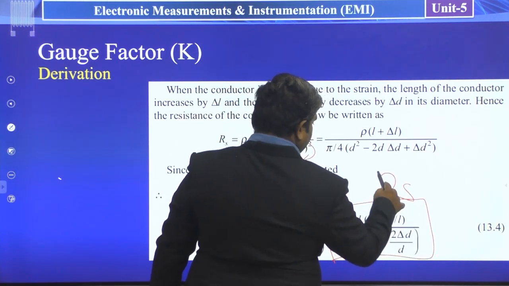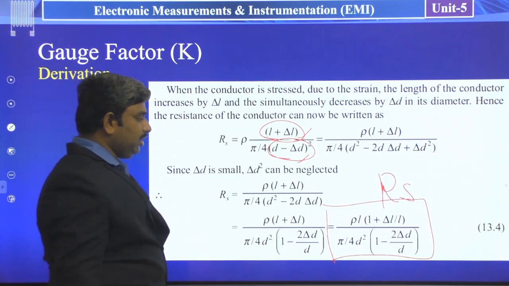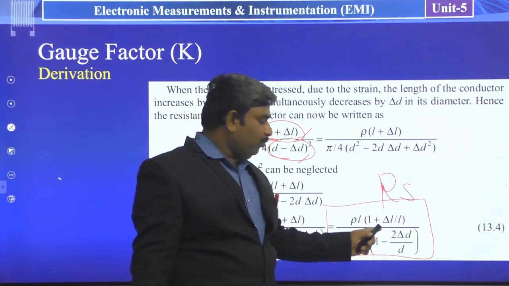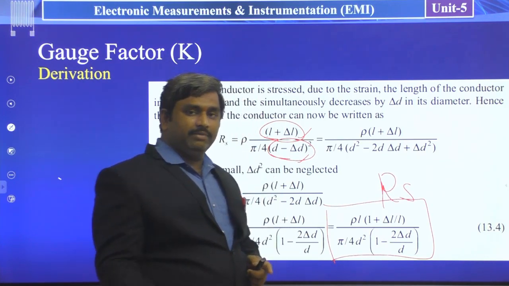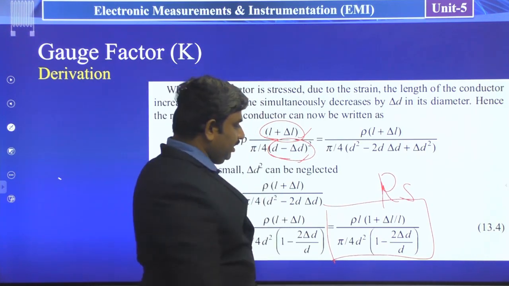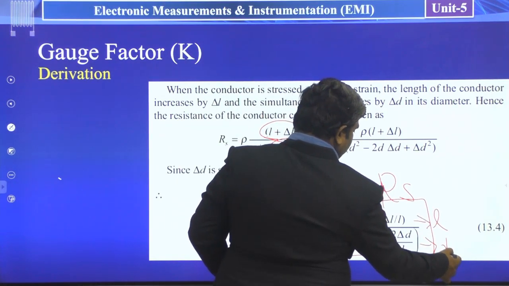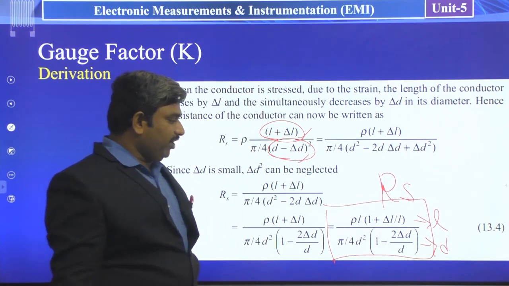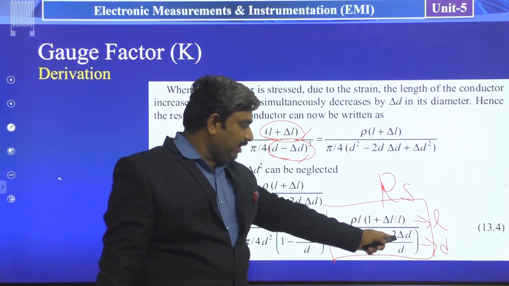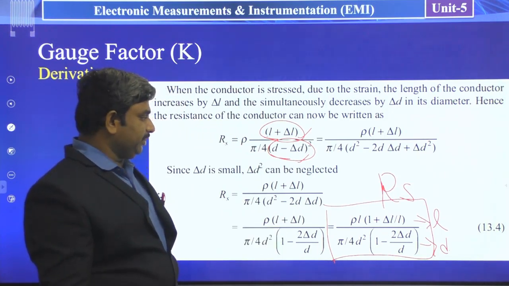This is the Rs representation: rho L into 1 plus del L by L. Here I am taking L common in the numerator, and in the denominator I have taken D common. Finally I will get del L by L and del D by D. So these are the variations I got in this expression.